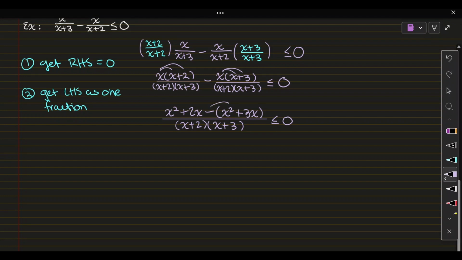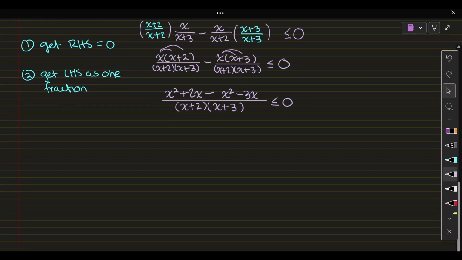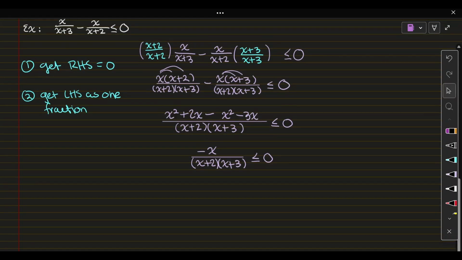Now I can distribute this minus here and combine like terms. So I have x squared minus x squared will cancel, and then 2x minus 3x is negative x. So I have negative x over x plus 2 times x plus 3 less than or equal to 0. Great. So step 2 is done.